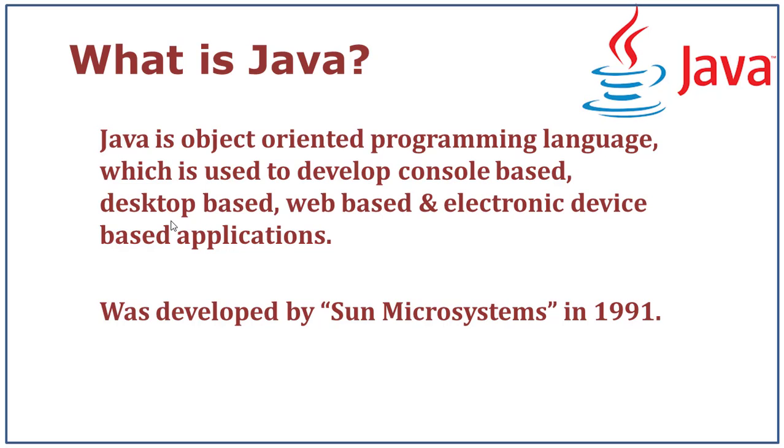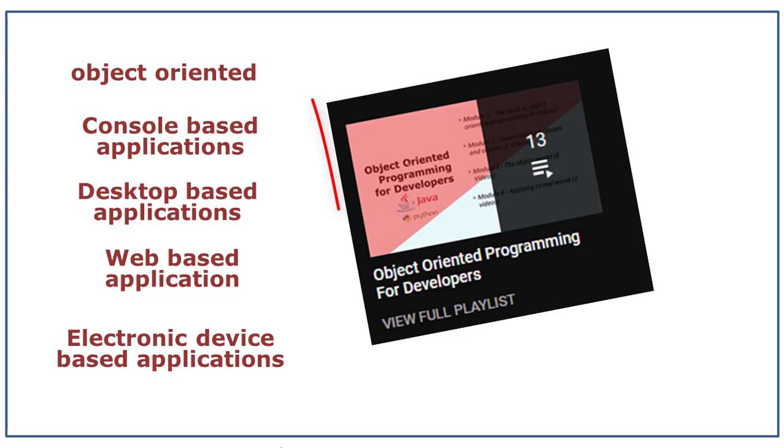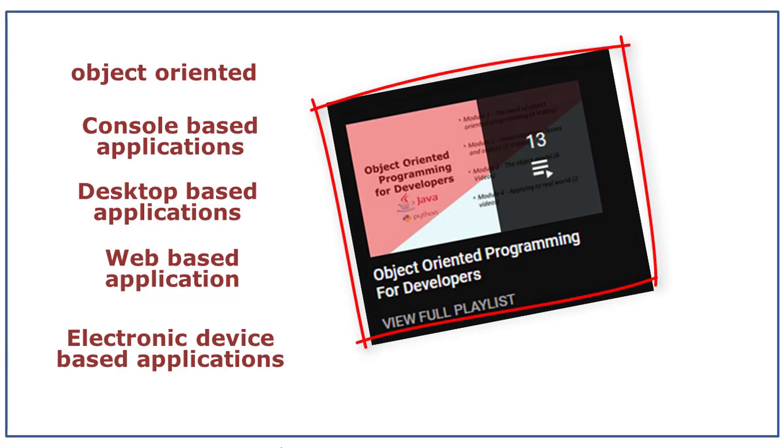So let's get into more details of the definition. The definition is filled up with quite a few buzzwords, which says it's an object-oriented programming language and is used to develop different types of applications like console-based, desktop-based, web-based, and electronic device-based applications. I hope you are already aware of what object-oriented means. If not, no worries. You can go through my full-fledged course Object-Oriented Programming for Developers, where I have already explained each and every concept related to object-oriented programming in detail.